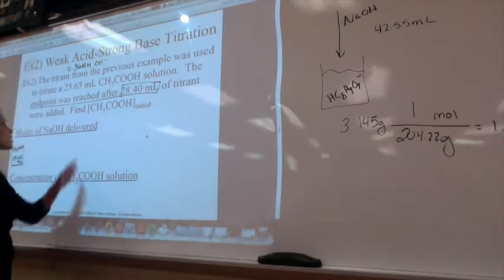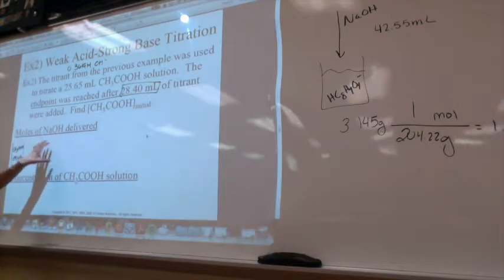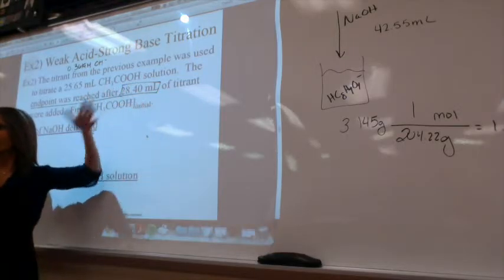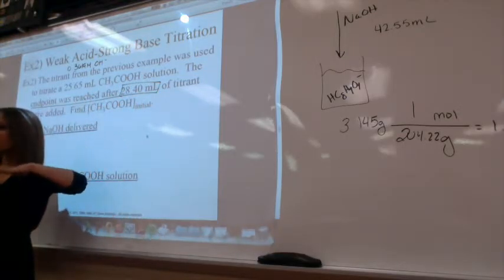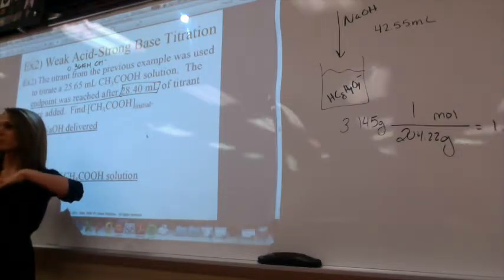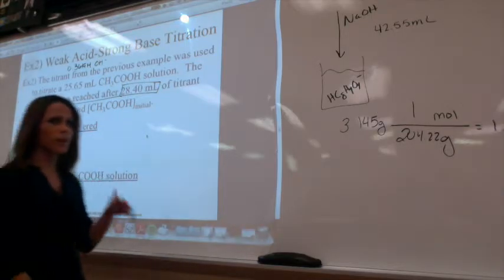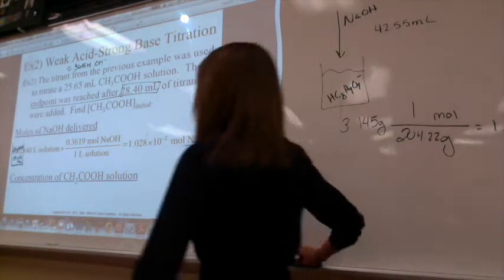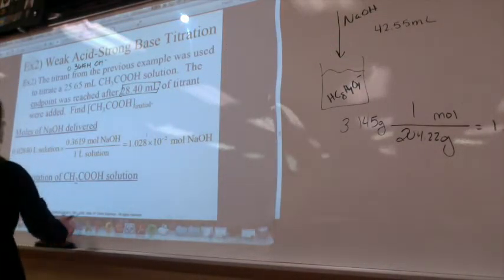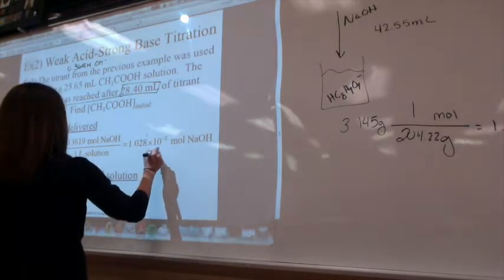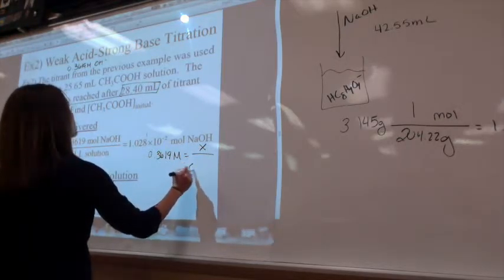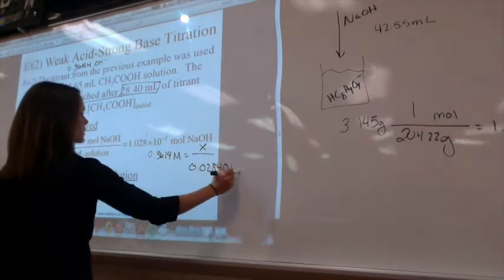So right away, if I'm finding the concentration of the acetic acid initially, I can just go ahead and use my moles of my titrant, and again, that's equal to the moles of the acid, and then divide by what volume? The original, because we're trying to find the original concentration. So let's do that. Moles of sodium hydroxide delivered: molarity equals moles over liters. You know that I like to do it this way. I don't like the dimensional analysis way. 0.3619 is equal to X moles over 0.02840 liters.